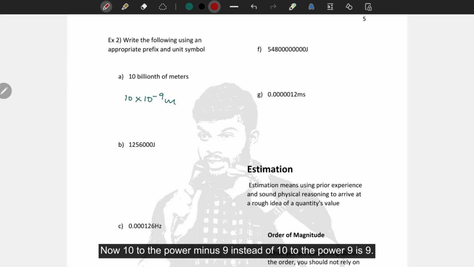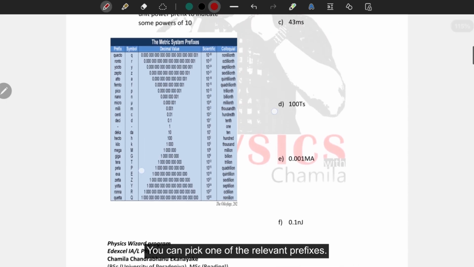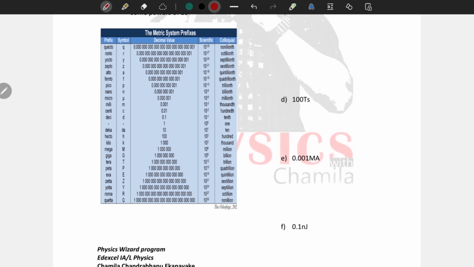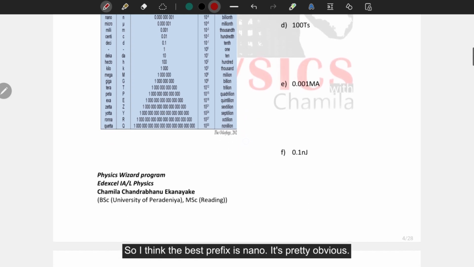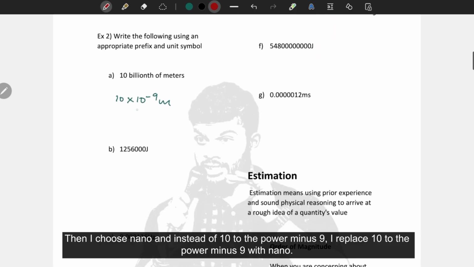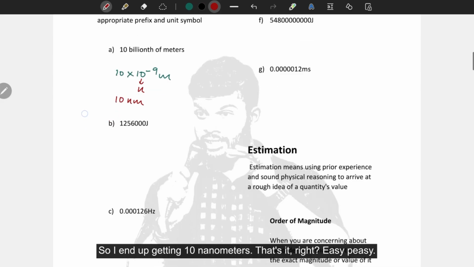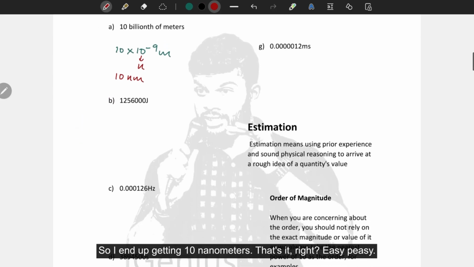Now, instead of 10 to the power minus 9, you can pick one of the relevant prefixes. I think the best prefix is nano. It's pretty obvious. Then I choose nano, and I replace 10 to the power minus 9 with nano. So I end up getting 10 nanometers. That's it. Easy peasy.